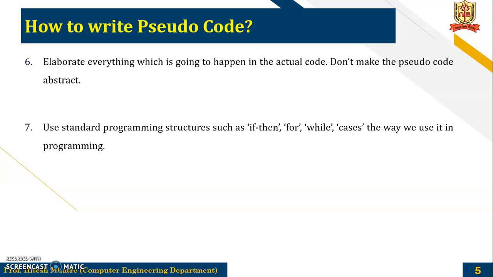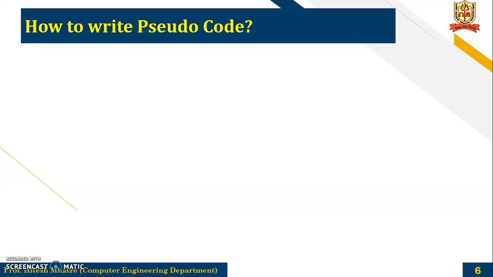Then use the standard programming structures such as if, then, for, while, and cases, the way we use them in programming. You can use the programming terms that you use in your programming language in your pseudocode. For these control structures, use them as they are, as we consider during programming.